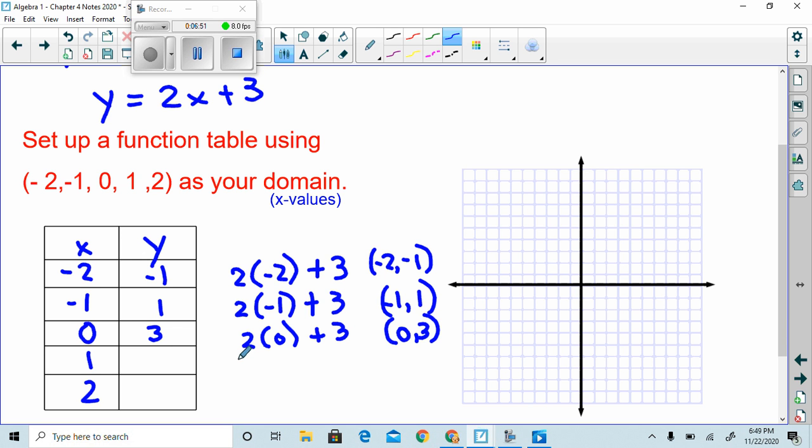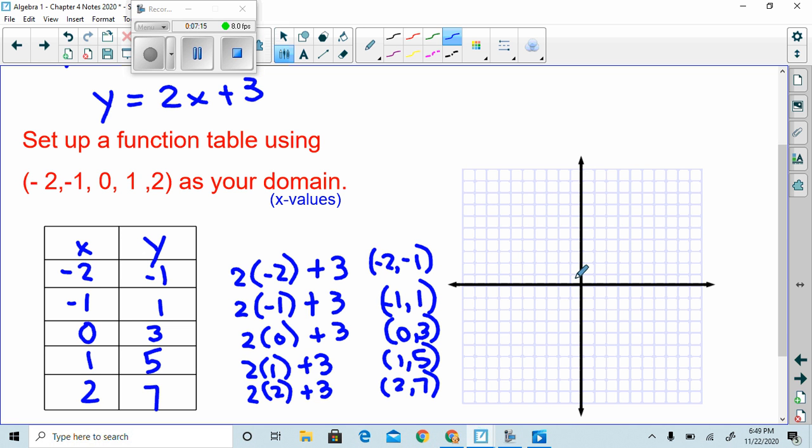Okay. Then I have 2 times 1 plus 3. Input 1, output 5. Let's complete this table by inputting 2. Input 2, output 7. And again, I had given you some graph paper. You can easily start plotting these points.